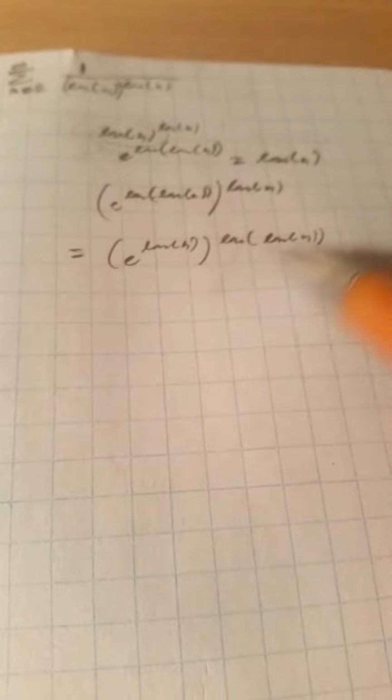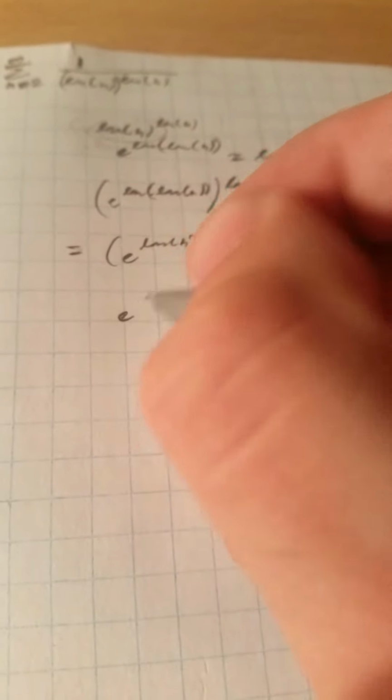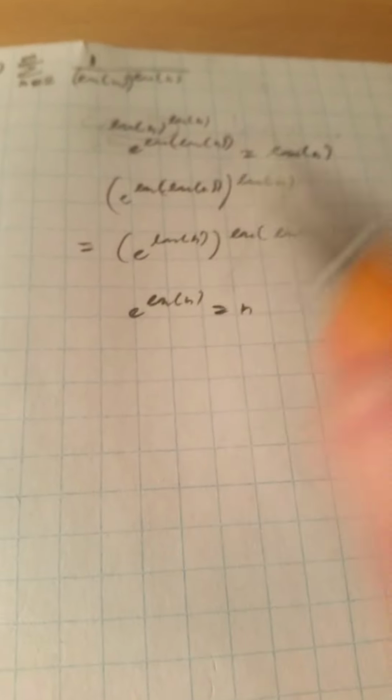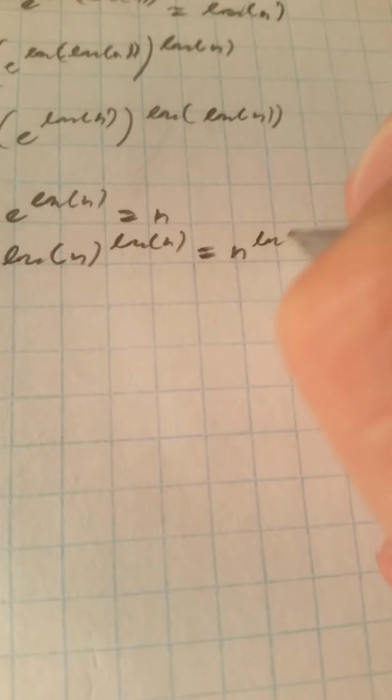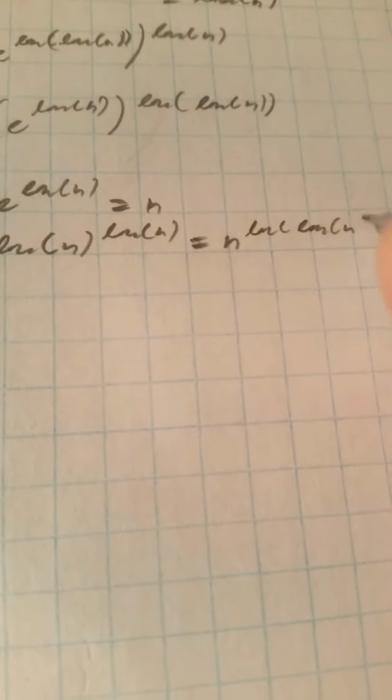So now, what we should do is, because you don't want to write this there, let's just say for now that e to the power of ln of n is equal to n. So if e to the power of ln of n is equal to n, then what does that mean? Then that means that ln of n to the power of ln of n is equal to n to the power of ln of n. So we good? Follow me? So we're almost done with this part, actually.